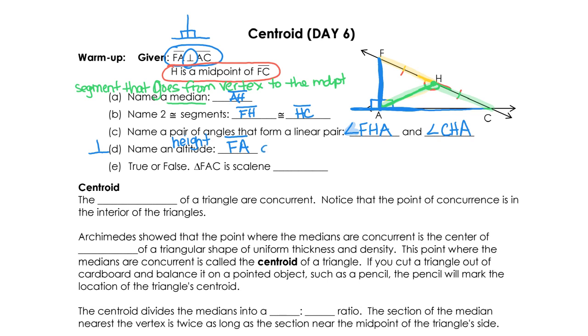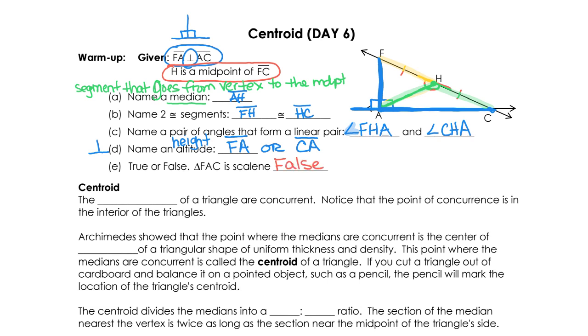All right. However, you could also say that if you turn your paper, that CA could be your altitude. Okay. So if you turn your paper sideways, okay, you're going to see that CA would make a great altitude as well. Be good height of the triangle from C to the opposite side. Okay. All right, part E says true or false. Triangle FAC is scalene. Well, scalene means no equal sides. And just because they're not tick marked doesn't mean that they're not equal. All right. And so I don't think I have enough information to say that that's true. Okay. So I'm going to go ahead and say false.